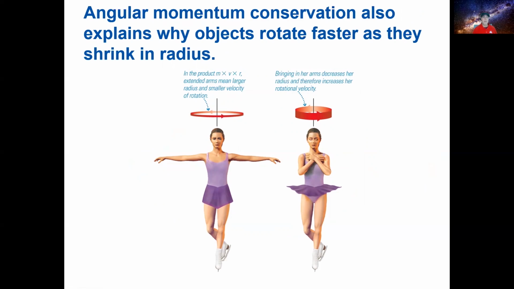The reason why a planet speeds up when it's close to the star is the same that explains why a figure skater rotates faster when she brings her arms in. This reduction in the radius will result in an increase in her rotational velocity. The opposite is true when she opens her arms. The radius increases and so the velocity decreases.